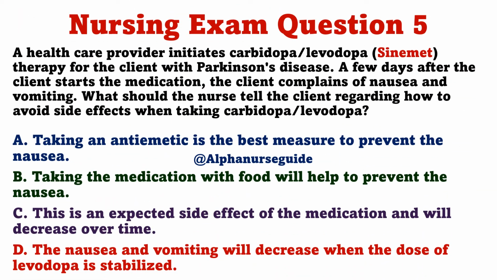Question 5. A healthcare provider initiates carbidopa-levodopa therapy for the client with Parkinson's disease. A few days after the client starts the medication, the client complains of nausea and vomiting. What should the nurse tell the client regarding how to avoid side effects when taking carbidopa-levodopa? A. Taking an antiemetic is the best measure to prevent the nausea. B. Taking the medication with food will help to prevent the nausea. C. This is an expected side effect of the medication and will decrease over time. D. The nausea and vomiting will decrease when the dose of levodopa is stabilized.